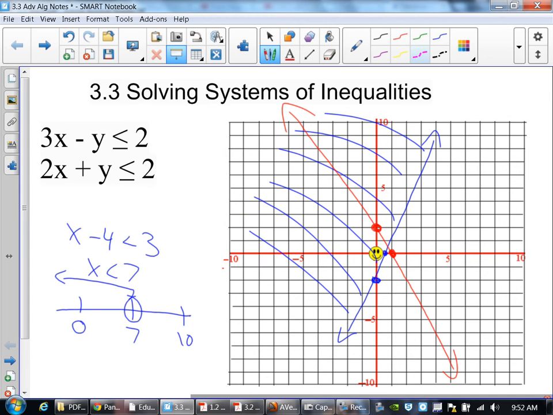Same deal. Did that line go through the origin? No, so I'm going to use it as a test point again. Is 2 times 0 plus 2 smaller than 2? Yes. So I shade towards the origin again.